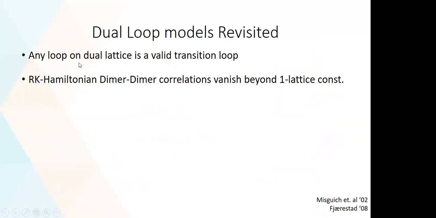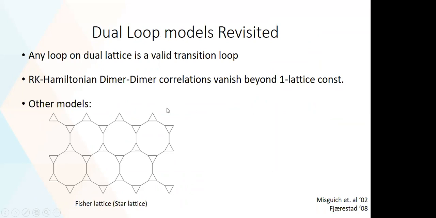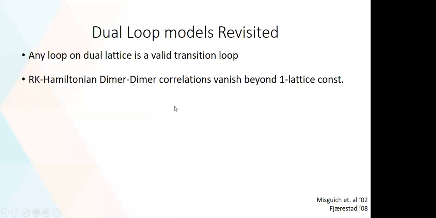Okay, so you can think, so any loop is valid, and the dimer correlations vanish beyond one lattice constant. Another thing before I continue to another lattice is the model, as I said, it can be exactly solvable. It can be mapped exactly to the Toric code on a hexagonal lattice.